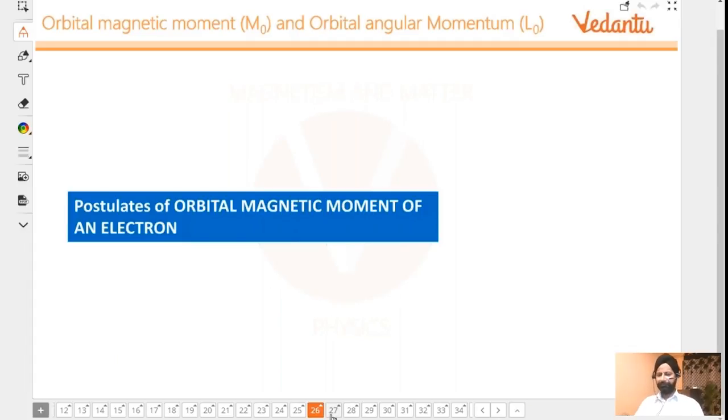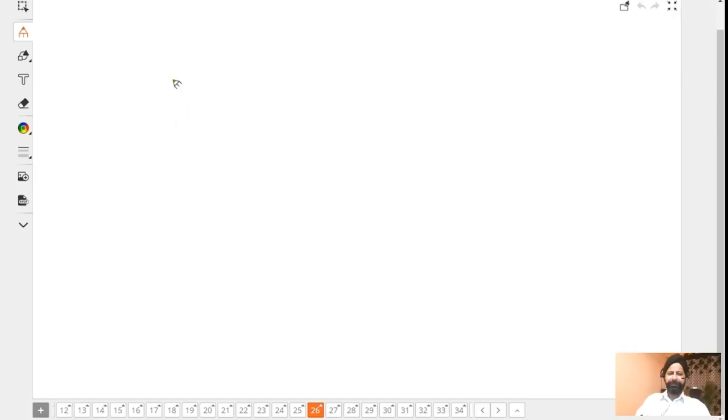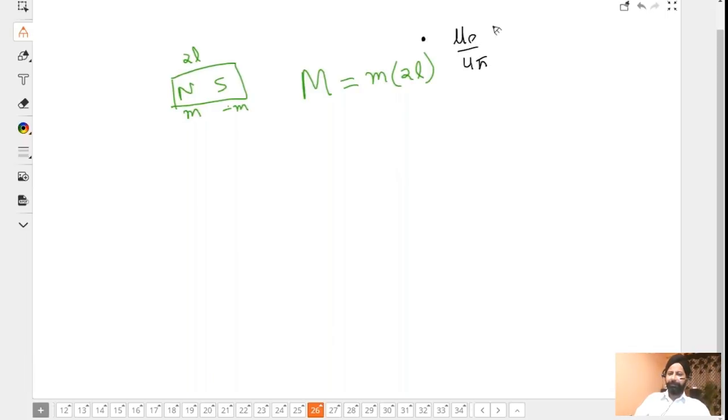So far, what we did is you have to really look at the big picture of where we are going now. We started by studying a magnet, with a North Pole and South Pole. The magnetic pole strengths were M and minus M, and the length is 2L. So the magnetic dipole moment is M times the length. Then we found the magnetic field strength on the axis was mu naught by 4 pi, 2M divided by x cubed. And over here it is mu naught by 4 pi, M divided by x cubed, where x is the distance of this point from the center of the magnet.